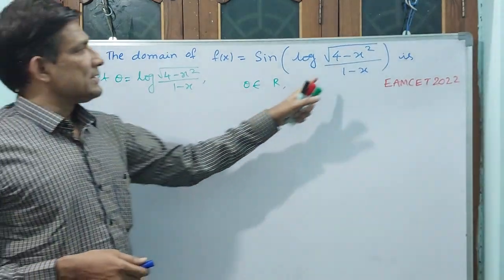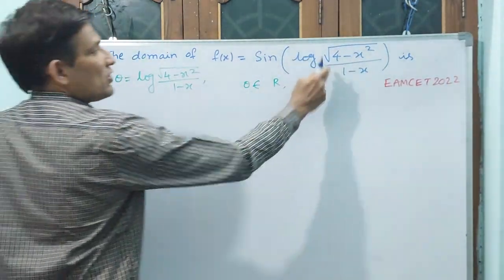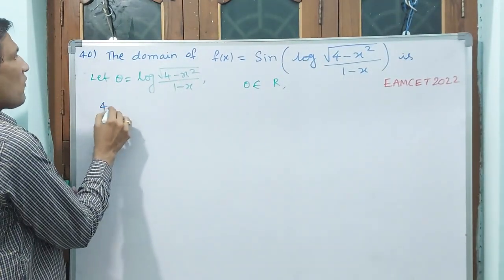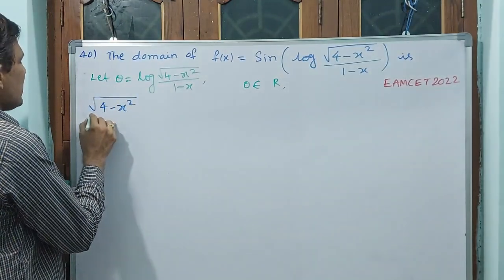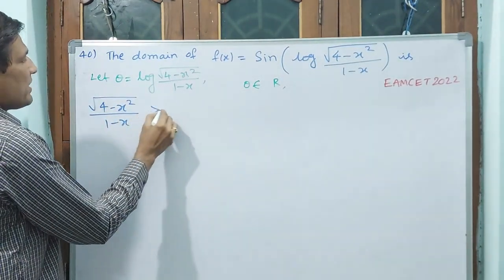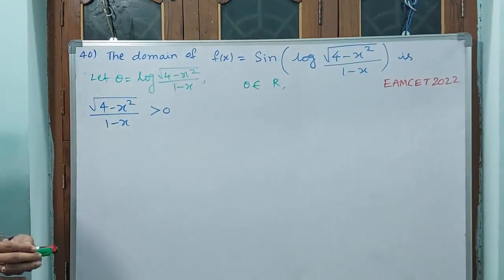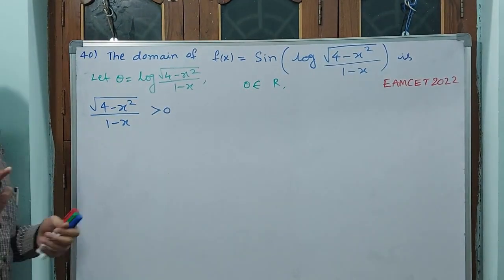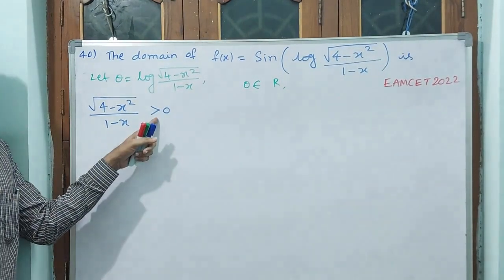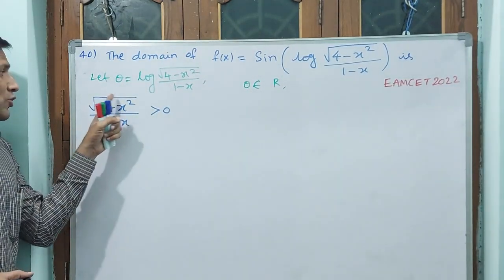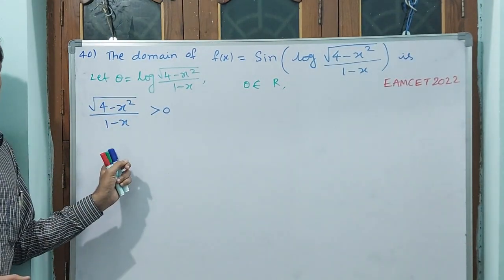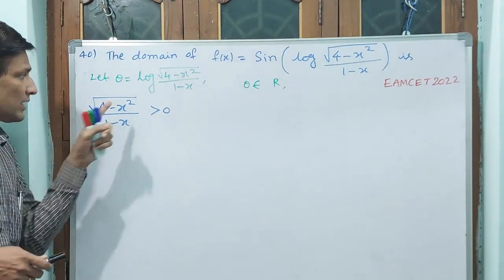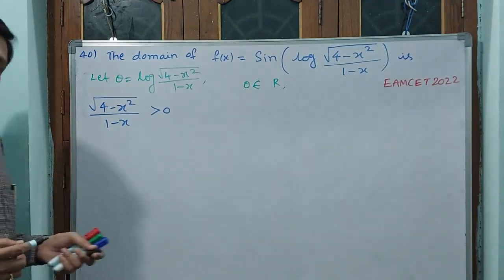Now, go for log. Then what about log? See what I am writing. For log, this value, square root of 4 minus x square divided by 1 minus x, should be greater than 0. You understand this? Why? Because this input is a logarithmic input. A logarithmic input is always positive, greater than 0. Even equal to 0 you should not give. See, if the numerator becomes 0, the total is going to become 0, not acceptable. The denominator should not become 0, because it is going to become undefined. That is why both numerator and denominator are greater than 0.